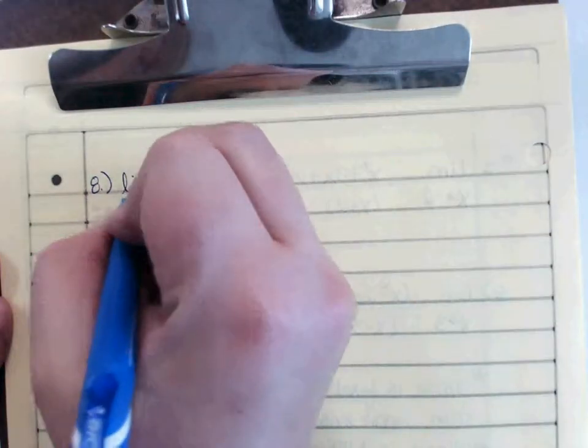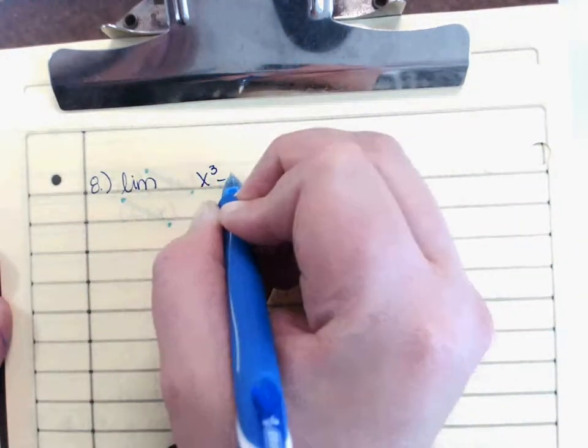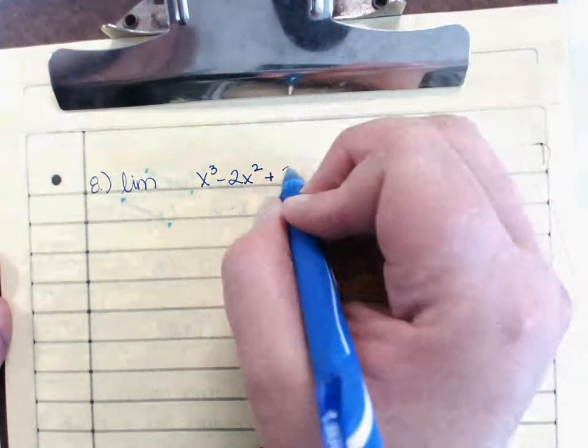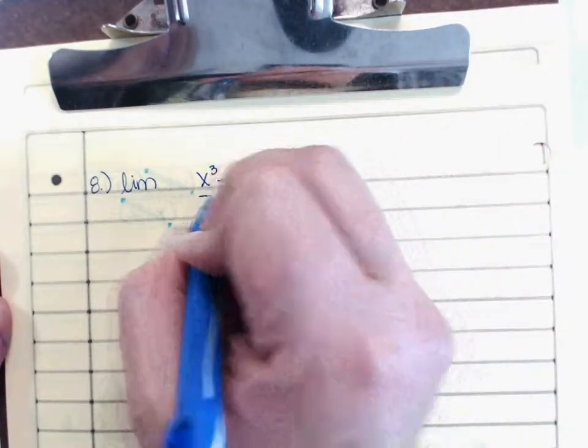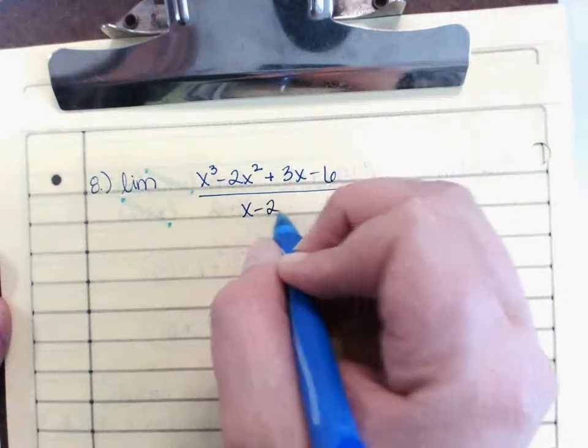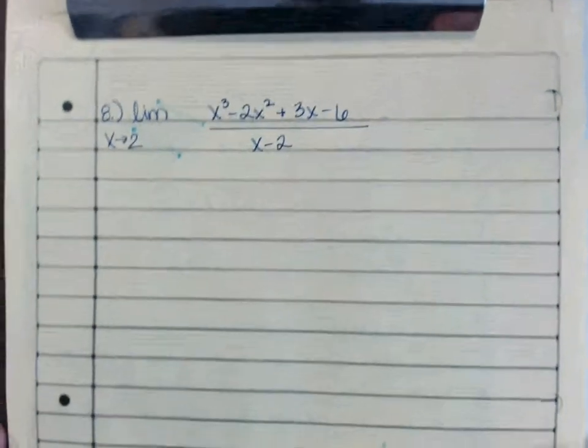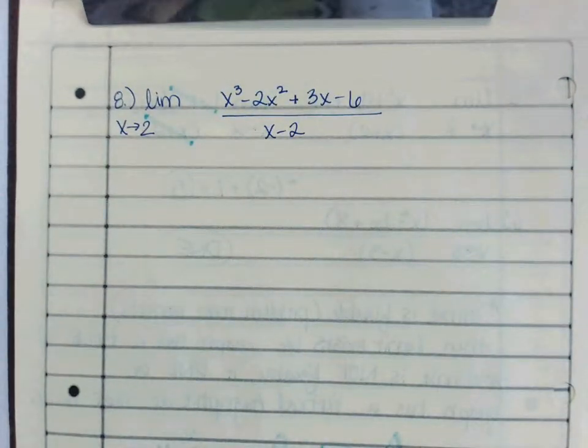Next one, you're going to have number 8, the limit of x cubed minus 2x squared plus 3x minus 6 over x minus 2. My other class said they'd never even seen that before. The other class that I asked, I was like, what do you do? And they were like, long division. And I was like, that would work, but that's way harder than factoring by grouping. Do y'all remember that? Yeah.